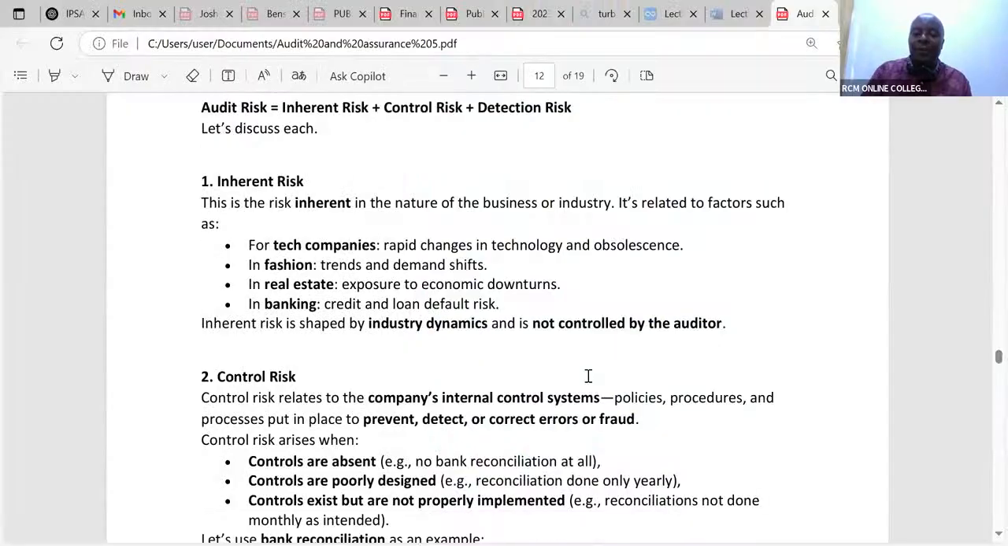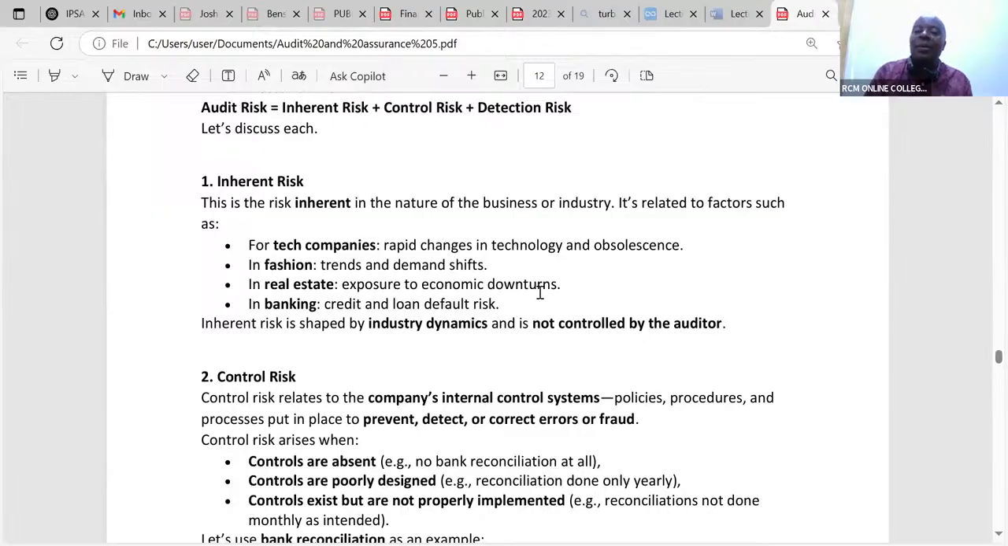Inherent risk is the risk attributable to particular businesses, given the nature of the activities that they engage in. They're automatically businesses that are inherently riskier than others. So like in real estate, exposure to economic downturns.